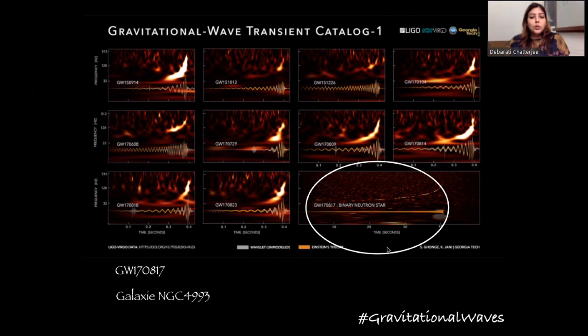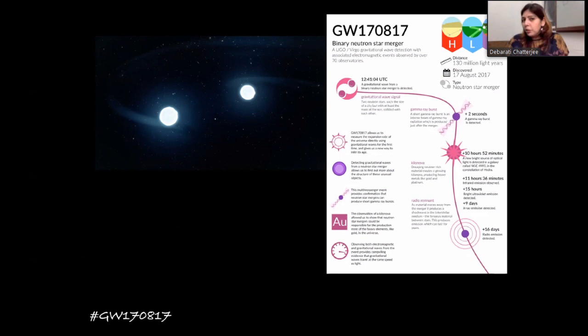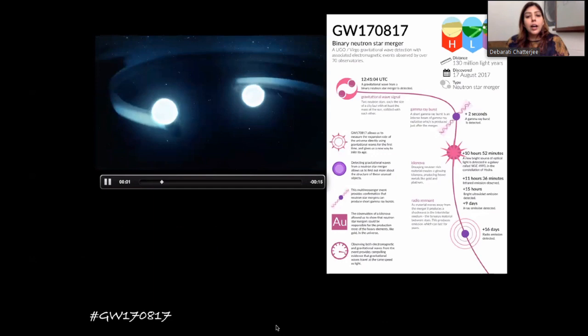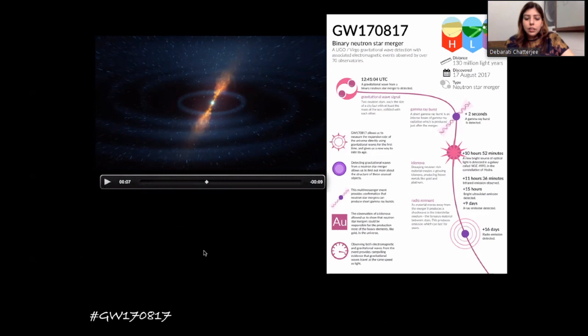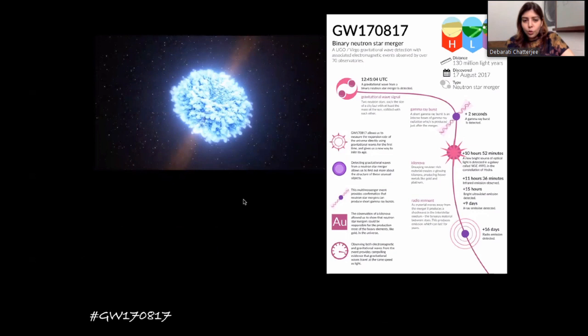Gravitational wave event GW170817 was a jackpot for astrophysicists all over the world and in so many different communities. The reason was that not only were these binary neutron stars seen to merge, but there were also observations of a lot of other messengers: gamma rays, radio, X-rays, and so on. I will come to this in a second.